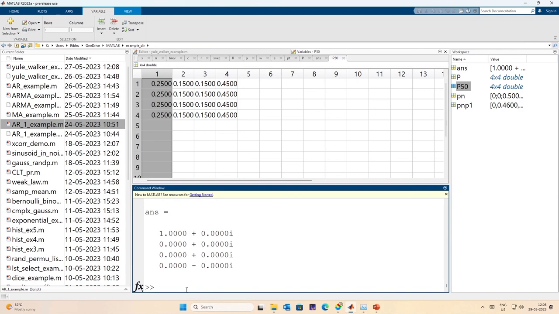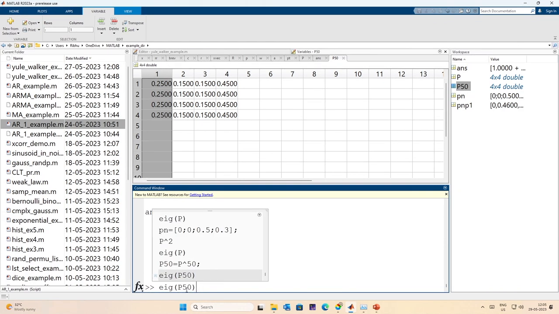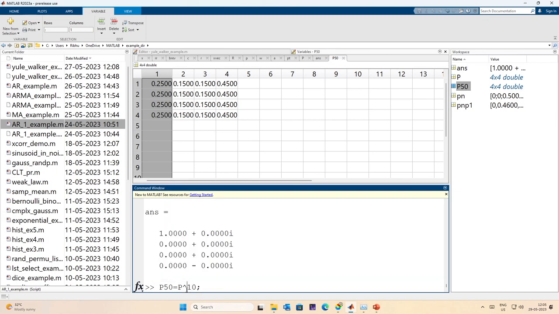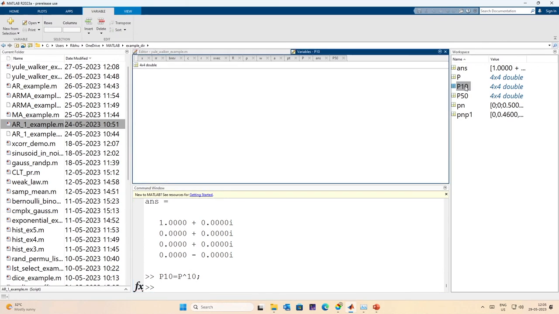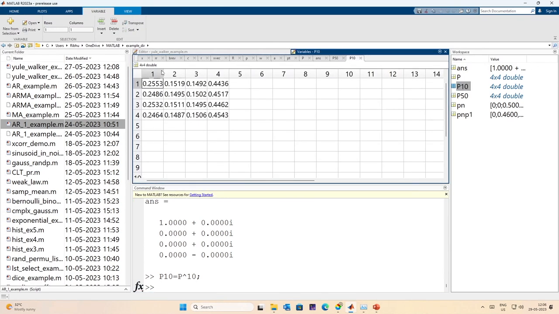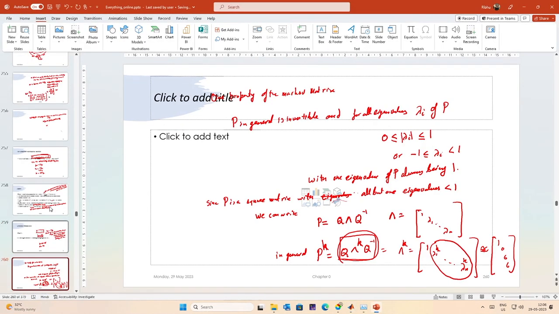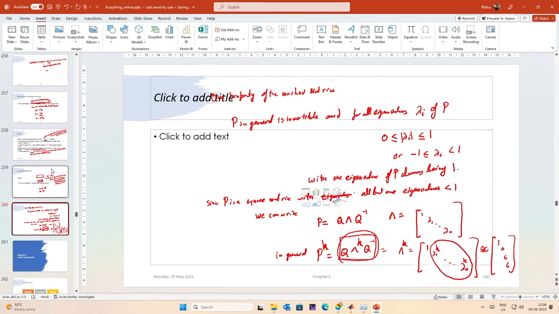This is as expected even for 10. It would not be that close, but still if I look at P 10, these are still converging to those values, but you still get more or less a steady state probability distribution for all the probabilities. So, this finishes our discussion on Markov chains.